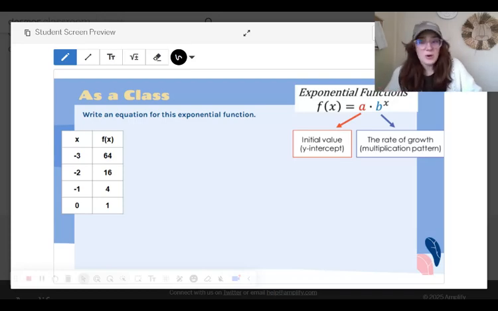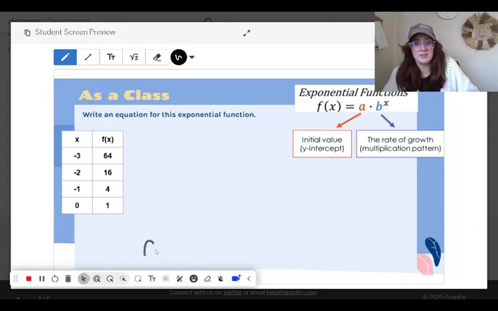All right, welcome. We are figuring out this equation. Our goal is to write an equation based on this given XY table. So our end result is that we're going to be writing this equation. So we're going to write it out first.